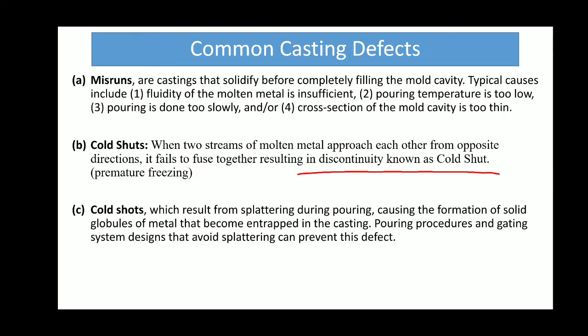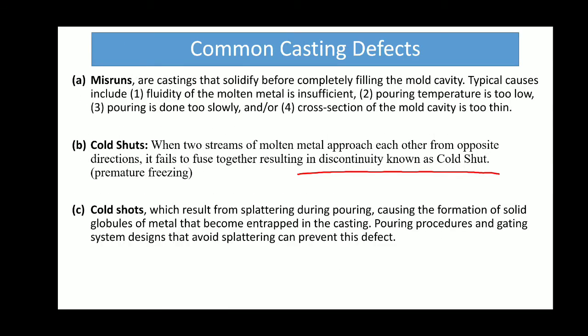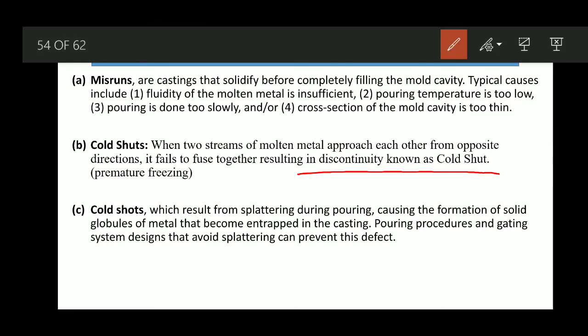Similarly, we may have one problem known as the cold shot. Okay, and what is this? This cold shot may result from splattering during the pouring process, and because of this splattering, it causes the formation of some solid globules of metal, and because of this they get entrapped in the casting itself. Okay, and how can we avoid this?